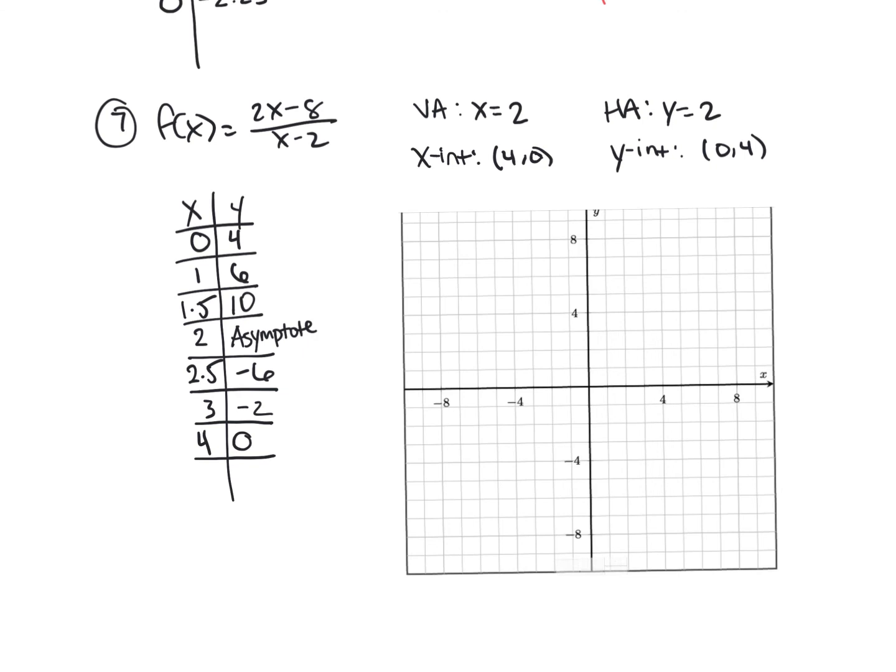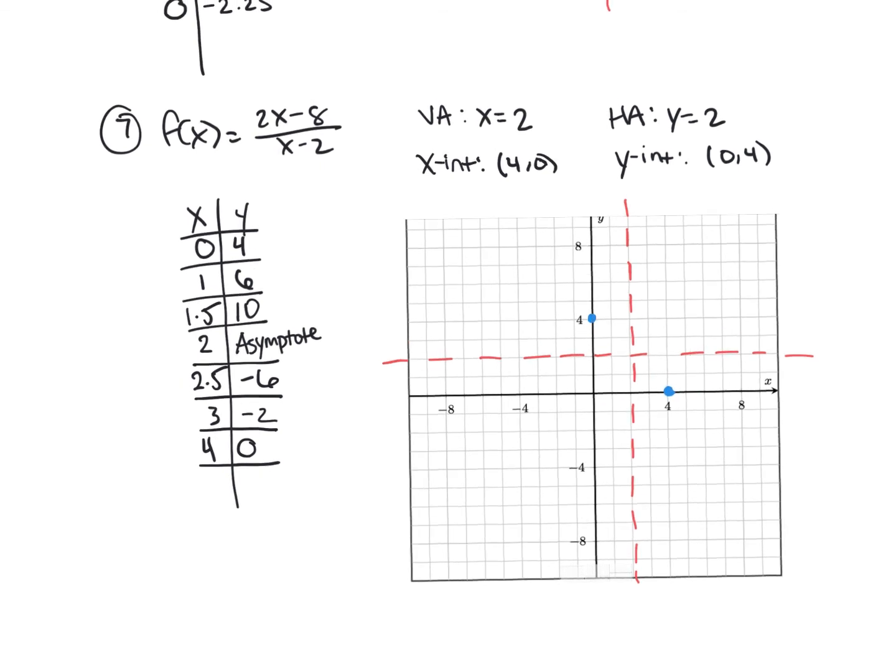Now that we have a graph, we're going to graph all of our information. So first, our asymptotes. Our vertical asymptote is when x is equal to 2. And our horizontal asymptote is when y is equal to 2, so it's going to be a flat line there. And then my x-intercept is at 4, 0, and my y-intercept is at 0, 4. Those are all my important pieces. Let's move on to the table.